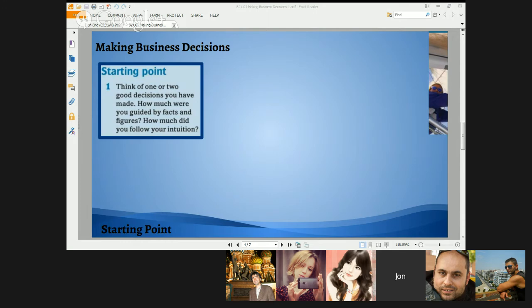Okay, good. So how much were you guided by facts and figures when you made that decision? How much of it was just your gut feeling? Your gut feeling means intuition. How much of it was your gut feeling and how much of it was based on facts and figures? I don't understand the question. Sorry. Oh, the question is right there on screen. See it? Yeah. How much were you guided by facts and figures? How much of it was your intuition? When you made that decision, I don't know.